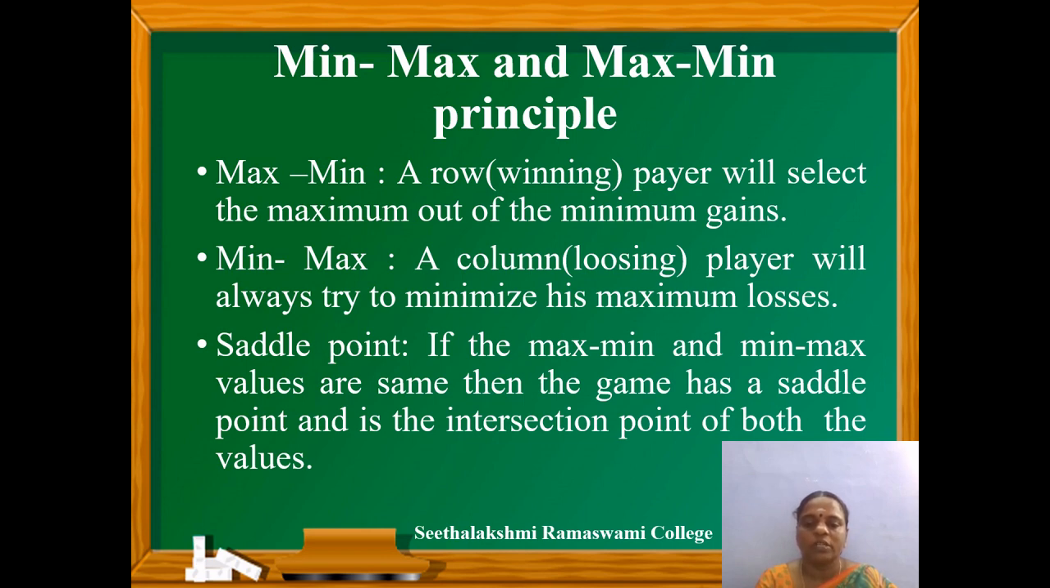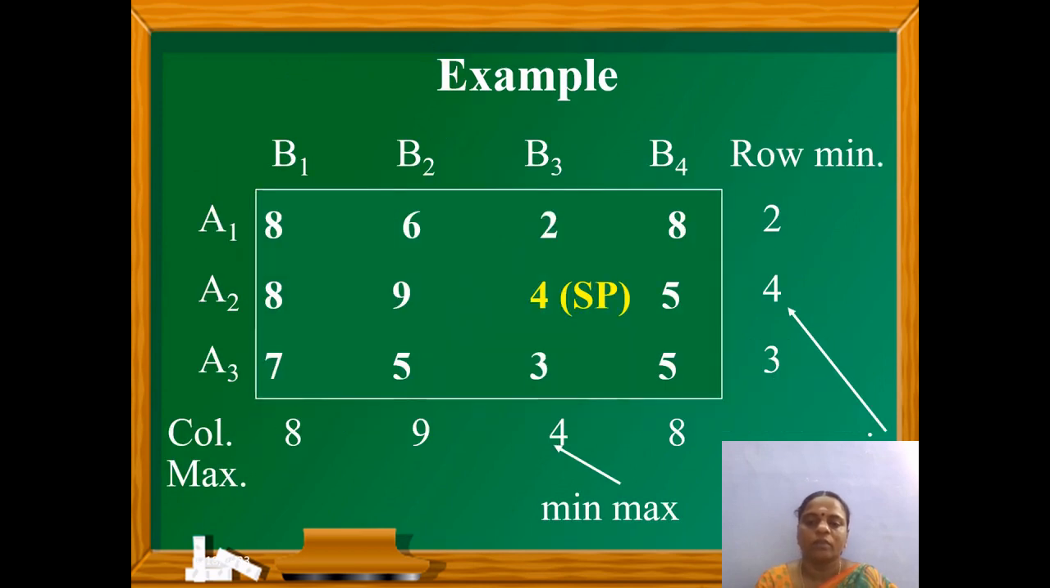Next one is saddle point. If the maximin and minimax values are the same, then the game has a saddle point, which is the intersection point of both the values. We see one example. In this example, in the first row, that is the A1 row, the minimum value is 2. So the row minimum is 2. In the second row, the minimum value is 4. In the third row, the minimum value is 3. So the row minima is 3.